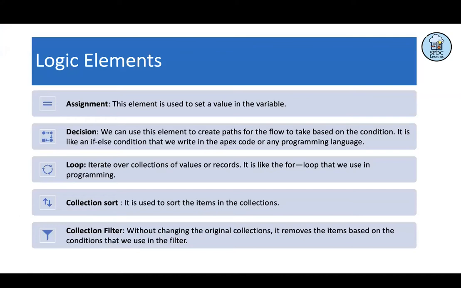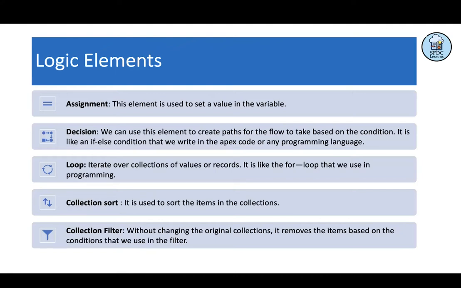Next, we have the logical elements. We have five elements in this category. First one is the assignment element. With the help of the assignment element, we can set the value in a variable. Then we have a decision element. We can use this element to create the path for the flow to take based on a condition. It is like an if-else condition that we write in Apex code or in a programming language. Then we have a loop.